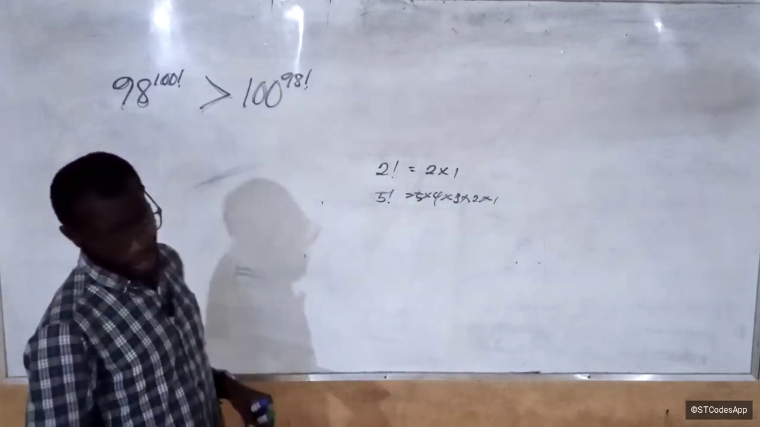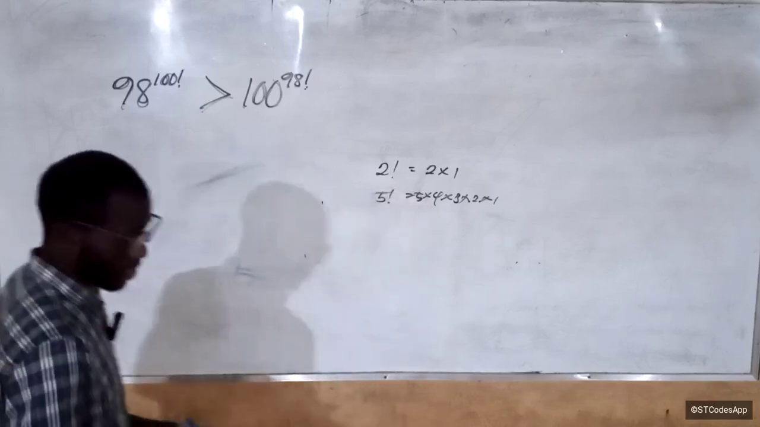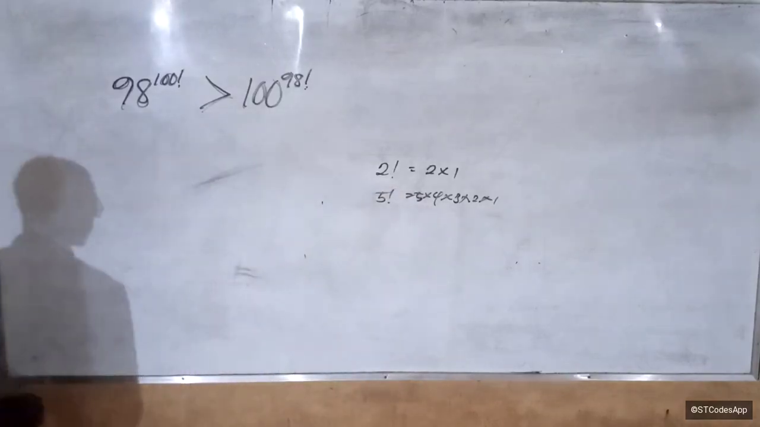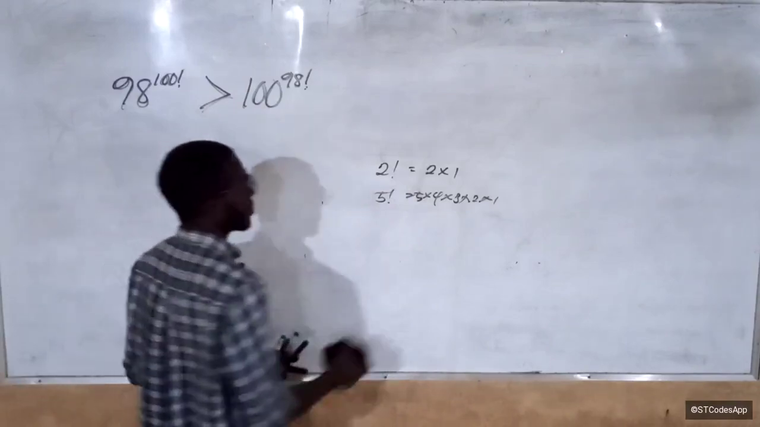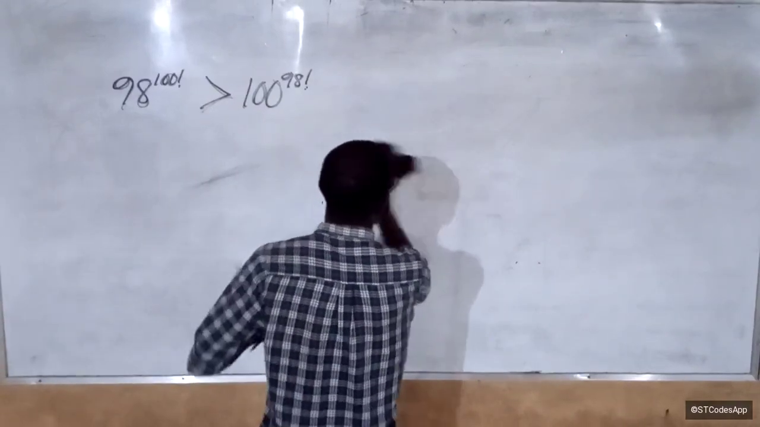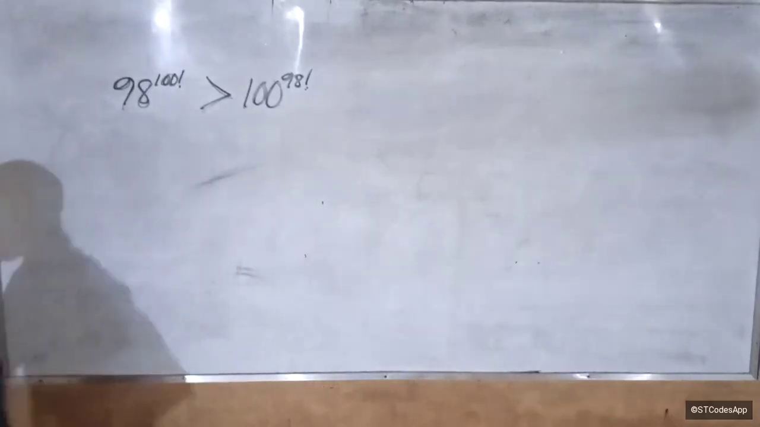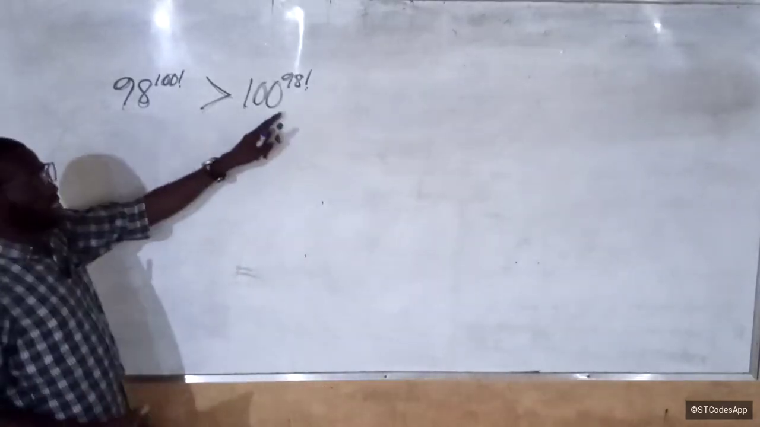Do you understand? We always stop at 1. So if I say 100 factorial, it means 100 times 99 times and so on. You understand, right? So how do we prove that this one is greater than this? How?